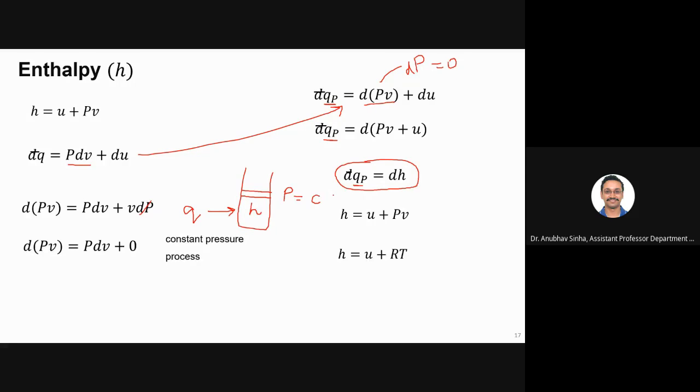So it can also be written like this. This is how it is defined. So instead of PV, I can write RT. Okay, what we see here is, as we have discussed earlier, U is dependent on what? What is the only parameter that U is dependent on? What is the property? Temperature, sir. Temperature. So we know that U is dependent on temperature, and RT will also depend on temperature. So we can say that H is a function of temperature only. It is a system property and it does not change with, let's say, volume or pressure. It only depends on temperature.